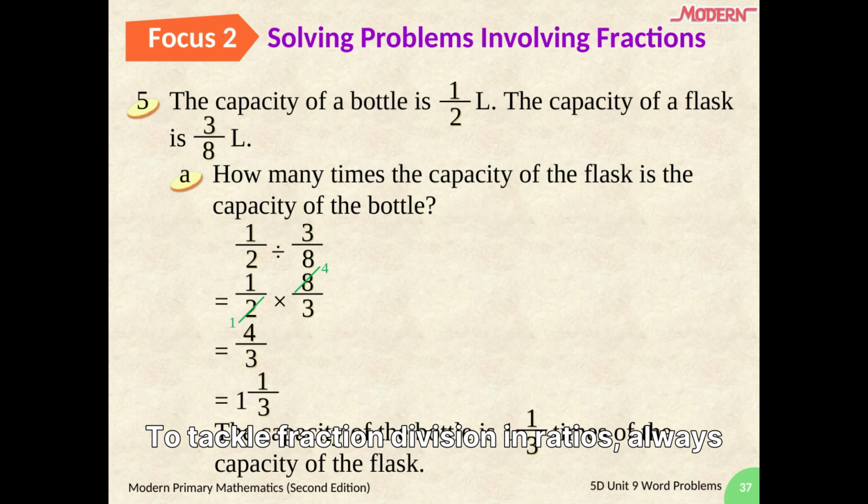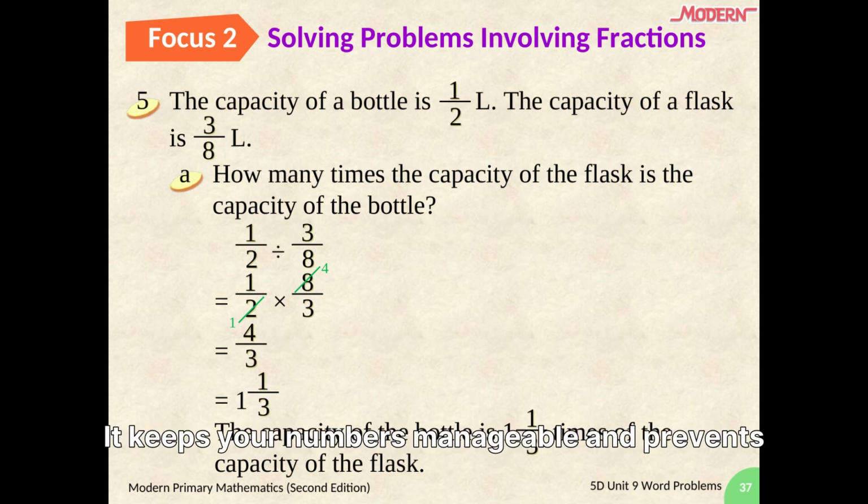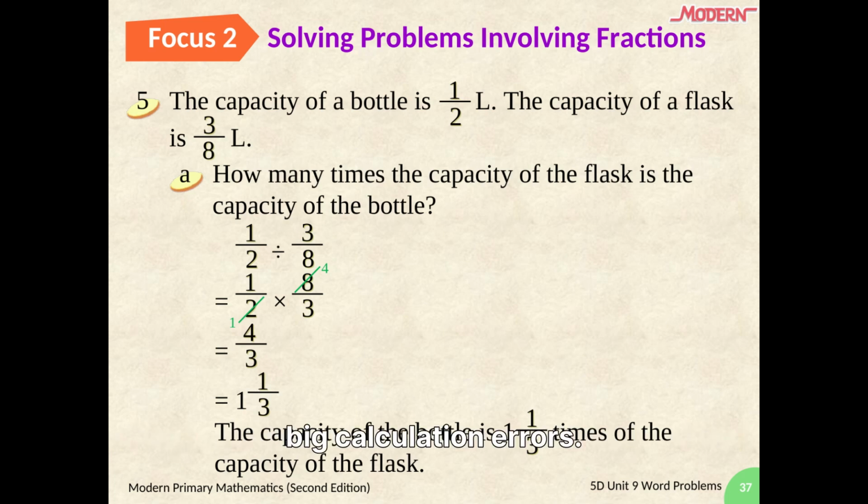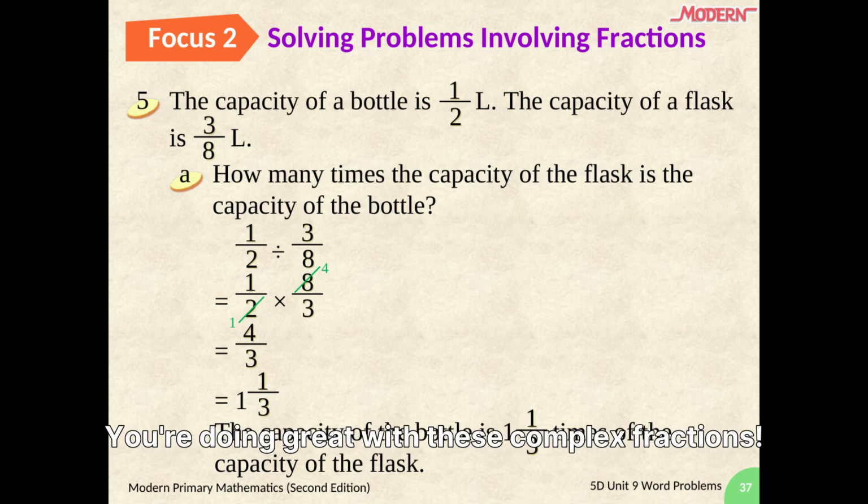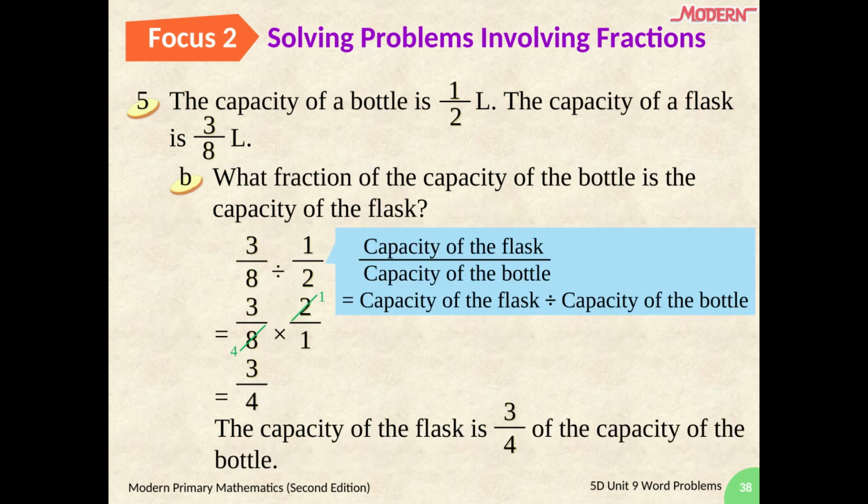To tackle fraction division in ratios, always simplify before the final step. It keeps your numbers manageable and prevents big calculation errors. The result 1 1/3 shows exactly how much more the bottle can hold compared to the flask. You're doing great with these complex fractions. Flip it on page 38. Question 5b. What fraction of the capacity of the bottle is the capacity of the flask? Now the bottle is our denominator. Ready? Thinking way. 3/8 divided by 1/2.